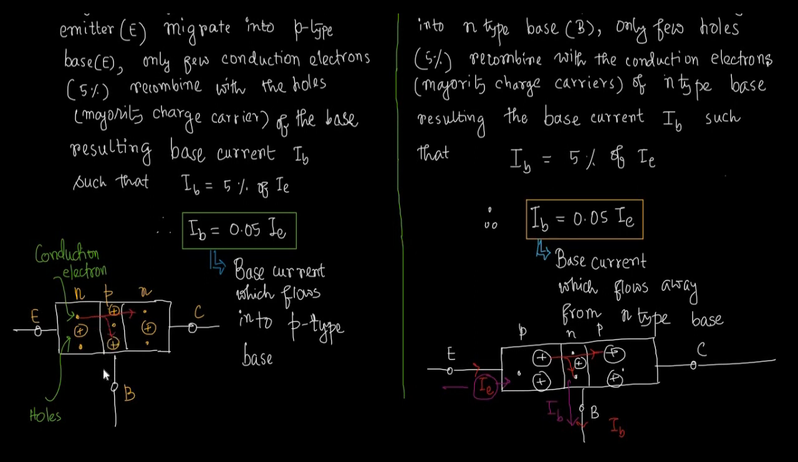Conduction electrons migrating from the n-type emitter into the base and collector produce base current IB and collector current IC. Emitter current flows away from the n-type emitter, but base current and collector current will flow into the base.